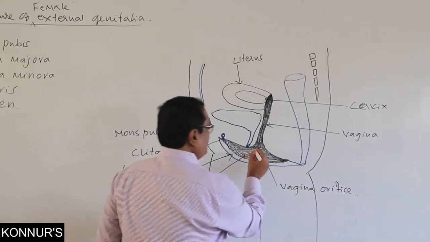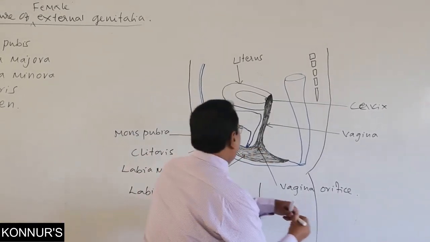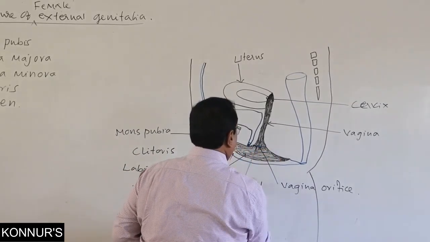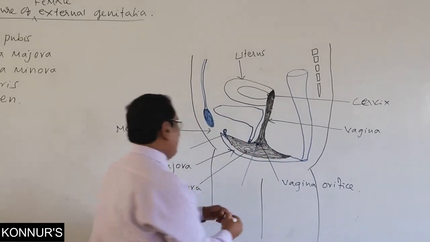And this vaginal orifice is covered by a thin membrane. This membrane is named the hymen.